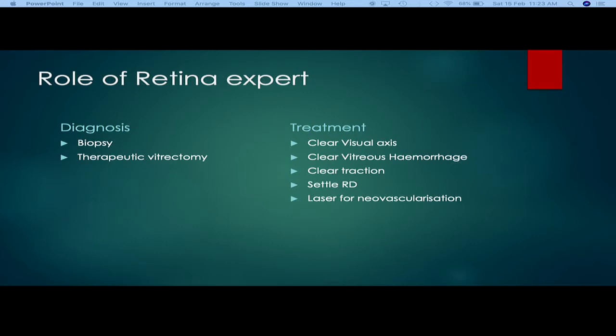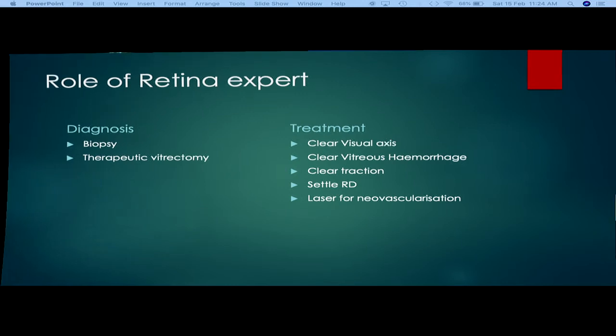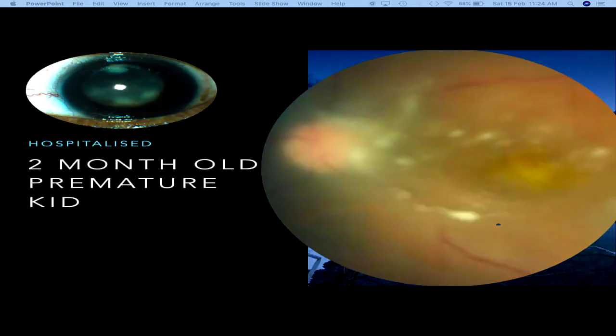Often we are asked to collect a vitreous sample or biopsy, which gives a clue to the diagnosis, and it could itself be therapeutic because it clears the visual axis, or accompanying vitreous hemorrhage, or clears the cataractous lens, and it removes the vitreoretinal traction and helps settle the retinal detachment. And also additionally, you could have laser photocoagulation for accompanying neovascularization. These are the kind of cases that we are asked for biopsy.